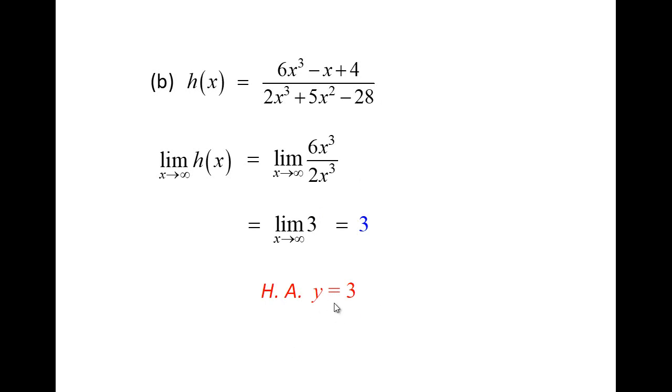So this is the horizontal line at height 3. So this means that the graph of h is getting closer and closer to this horizontal line as x gets bigger and bigger. Even if you take the limit at negative infinity, you will still get 3. So you get only one horizontal asymptote.